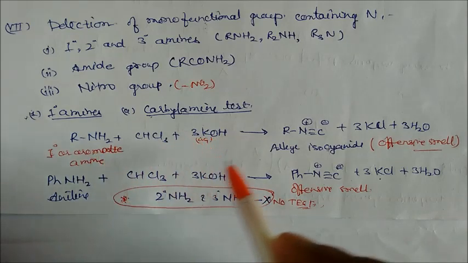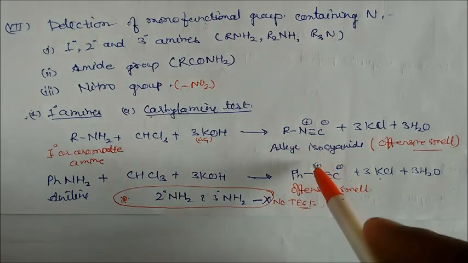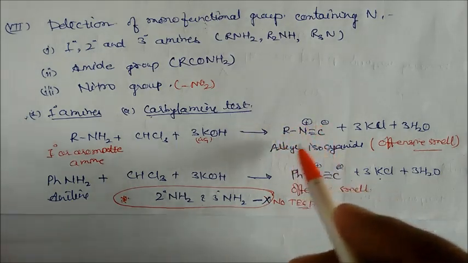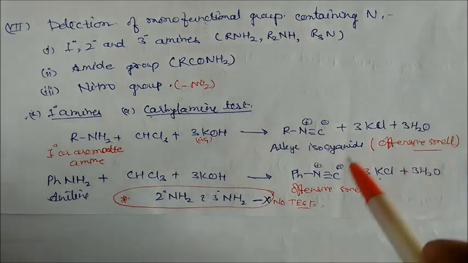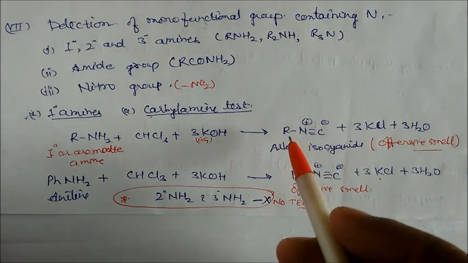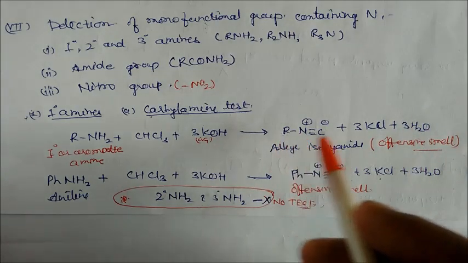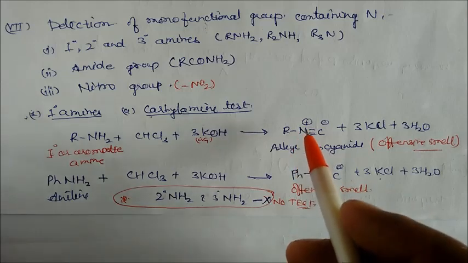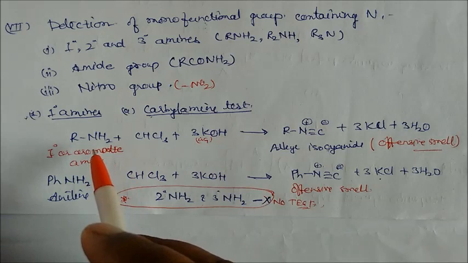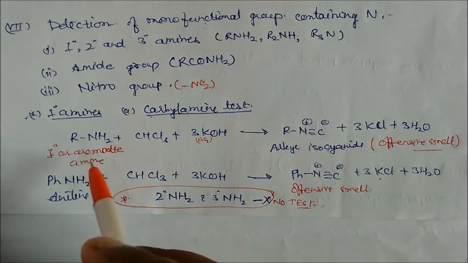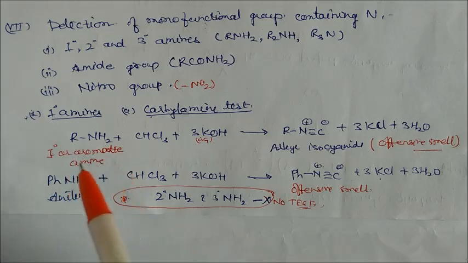This will give you the product RNC, alkyl isocyanide, and this product has a very offensive smell, the smell which you cannot bear. It is just like a garlic smell, offensive. So with that offensive garlic smell, you can say this compound is a primary amine, or it can be an aromatic amine. That we cannot distinguish, but we can say this is a primary amine. It can be aliphatic, it can be aromatic.